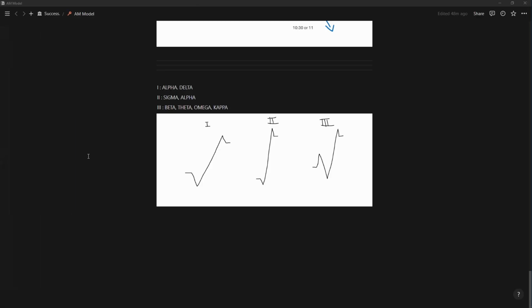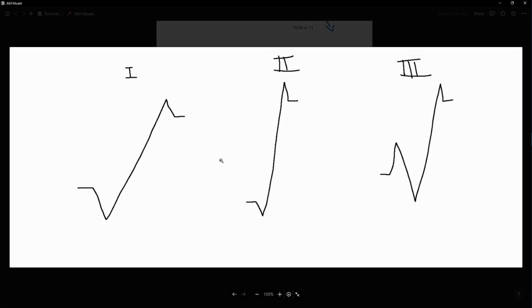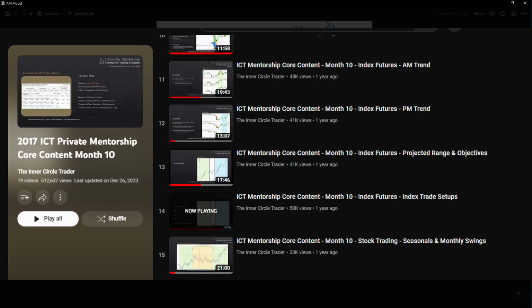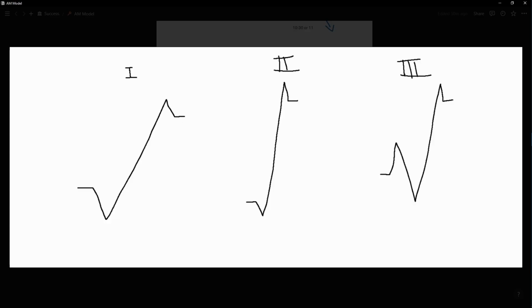All right, so I don't want to overcomplicate this, but using all that framework and everything, there's really 3 different morning profiles that ICT has given us. And if you've watched the core content streams, either core content month 10 or month 7, there's a video in one of those. I'll put it up on the screen now if you want to go and watch it. But he talks about the AM profiles for indices and what they look like. Obviously, there's 3 up here on the screen. You can flip them for bearish markets.